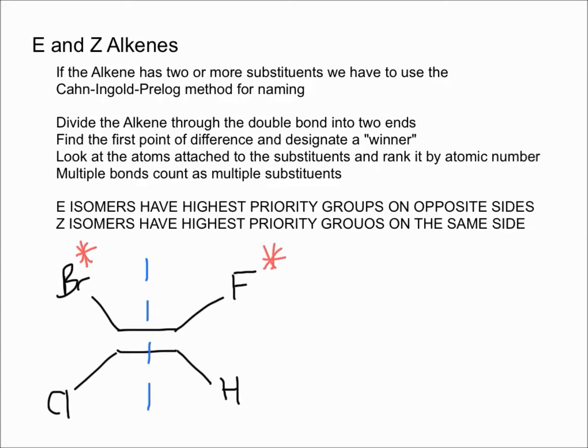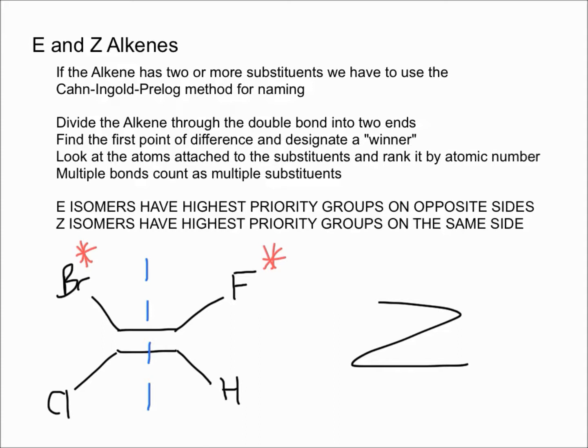So the bromine and the fluorine have the highest priority. Essentially what we're going to do now is designate it as either an E or Z isomer. E isomers have the highest priority groups on opposite sides, so think of it as pretty similar to trans, while Z isomers have highest priority groups on the same side. Sorry for the typo. So Z isomers have highest priority groups on the same side. As you can see, bromine and fluorine are on the same side, with this plane being the middle, and so this would be a Z isomer.